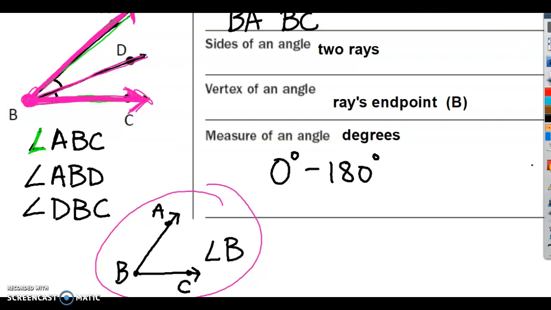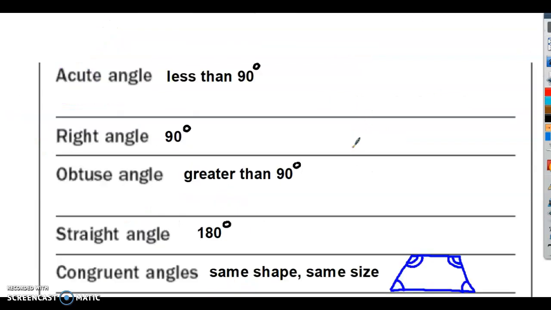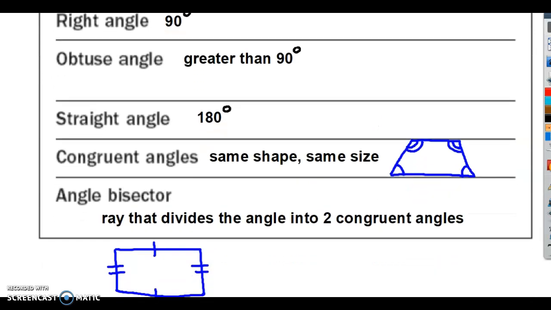All right, moving on. So an acute angle is less than 90, a right angle is 90 degrees, an obtuse angle is greater than 90, a straight angle is 180. This is all stuff you've seen before.